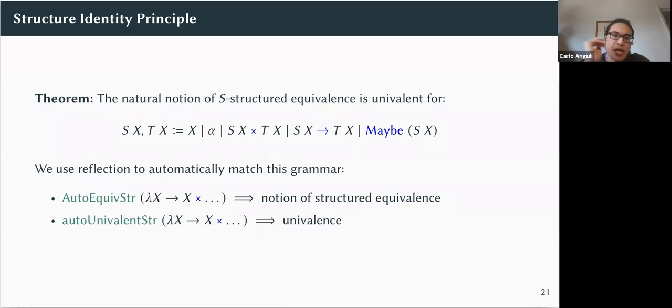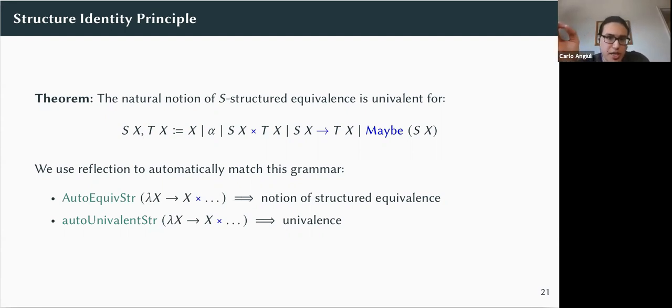Right. So basically what we show is, there are kind of two parts. We say for the following S-structures, you get a notion of S-structured equivalence. The first one is the pointed structure, which I did on an earlier slide. There's the constant structure, the product of two structures, the function space between two structures, and then the maybe of some structure. And maybe is just in this grammar because it comes up in the signature of Qs. Of course, you could keep going, but this is kind of where we stopped.